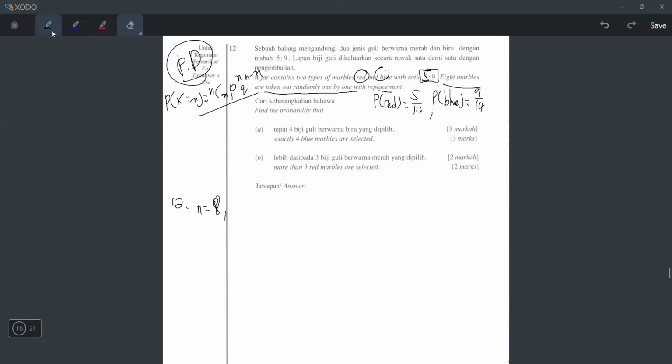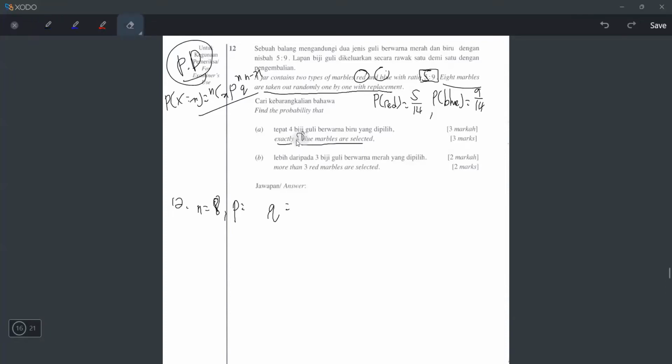And then the p and q you have to know also, but for now I don't know yet because, as I already said, if you want to know the p, you have to always look at the last baris. 最后一行, the last baris. I accidentally spoke Chinese. 最后一行 means the last baris. So, find the probability that exactly 4 blue marbles are selected.